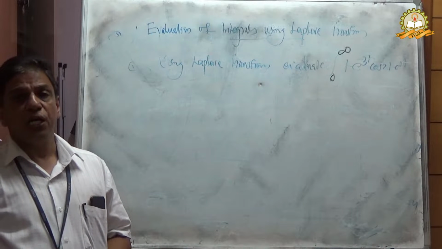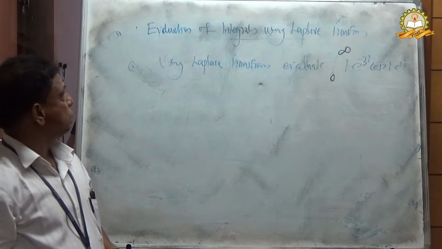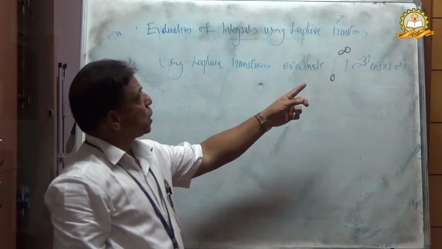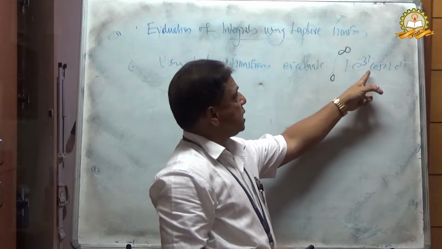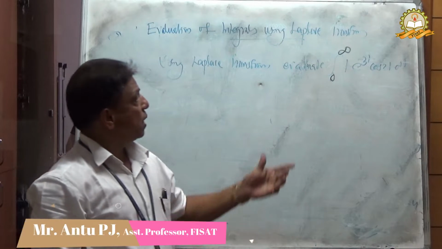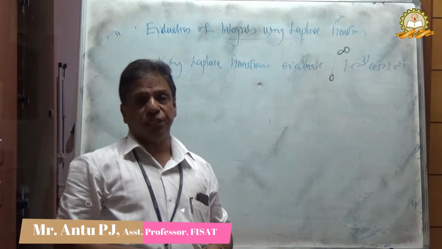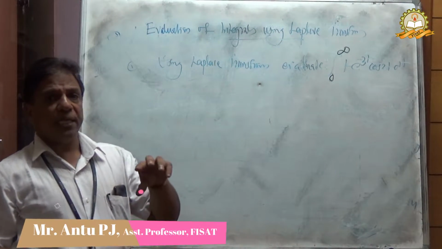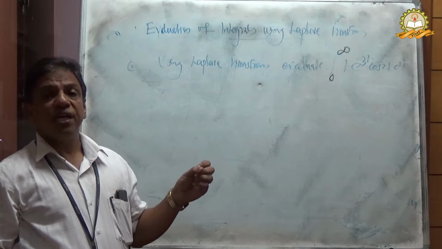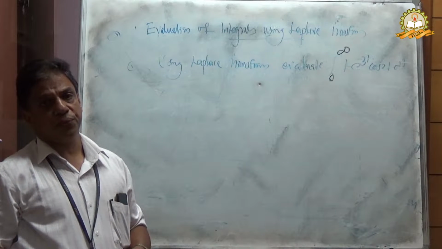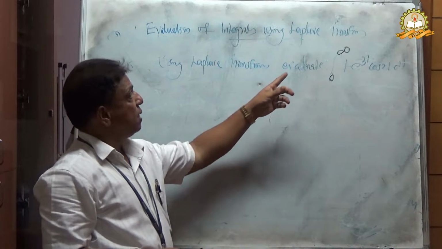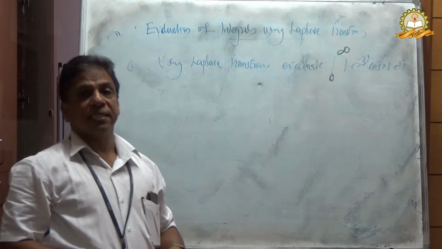Evaluation of integral using Laplace transform. We know that this is a complicated integral, t into e raised to minus 3t into cos 2t dt, where the lower limit is 0 and the upper limit is infinity. When we apply the Laplace transform technique, we can easily find the value. That is the concept we discuss here.